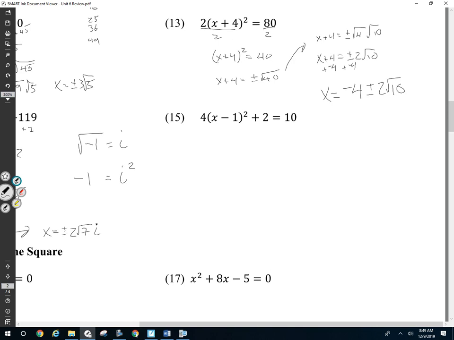Okay, let's see. This one would not be like that. I would subtract 2 first. Get 4 times (x minus 1) squared equals 8. I would divide by 4. And I get 2.